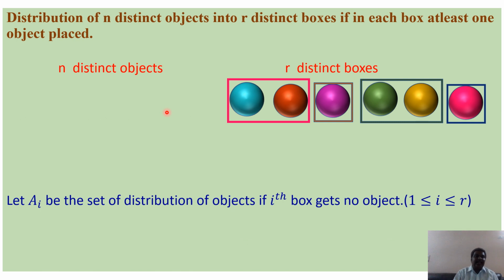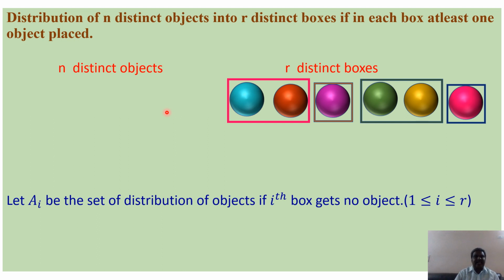What is my Ai? Ai is the set. Understand the step. Ai is the set. It consists of what? Elements. What are the elements here? Each element is equal to each distribution. What is my distribution? Distribution of objects. Objects are n objects. If ith box gets no object, ith box has no object, is it the reverse of my concept or not? This is Ai. It does not follow my concept.